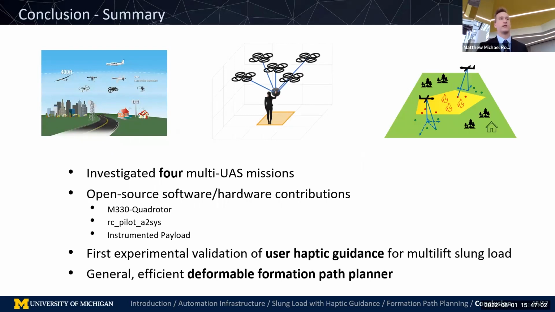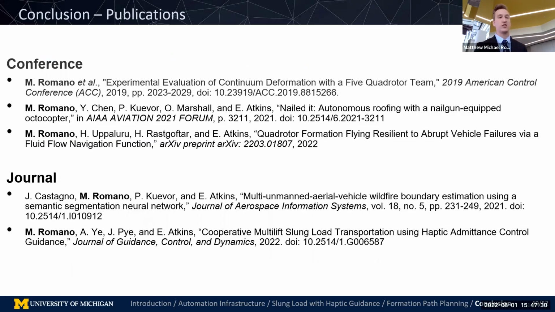And in conclusion for the dissertation, I was able to investigate 4 different multi-UAS missions. I presented 2 of them today, as well as some infrastructure details. Some of these open source contributions include the M330 Quadrotor, RC Pilot 826 Flight Controller, and Instrumented Payload. And I showed the very first experimental validation of user haptic guidance for multi-lift slung load, and presented a general and efficient deformable formation path planner. Here's a list of publications as a result of my dissertation.